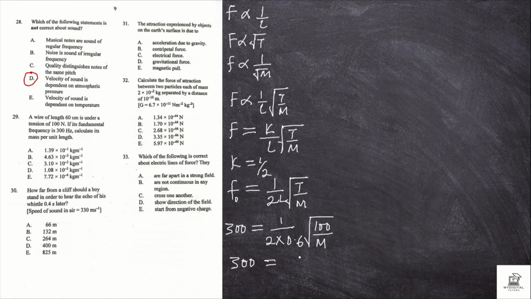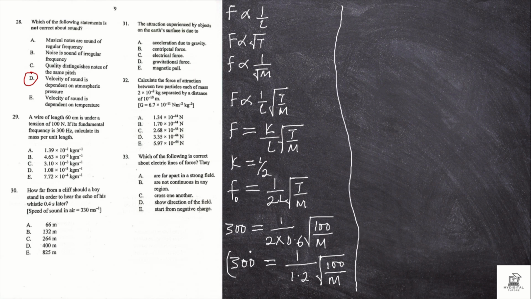That will be 1 over 1.2, then root of 100 all over mass per unit length. I hope we are together. So then square both sides. So here, square this and square the whole of this here. If I do that, I'm going to have 90,000. Are we together? It is equal to, remember, 1 over 1.2 all squared multiplied by root of 100 all over mass per unit length all squared.